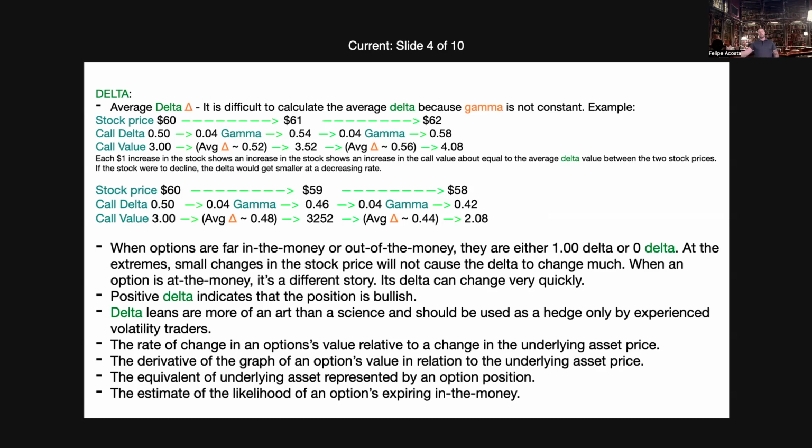And then again, the stock moves from 61 to $62. The delta is going to change by the gamma, right? In this example, the gamma again is 0.04. So that delta is going to change by the gamma. So the delta goes from 0.54 to 0.58.